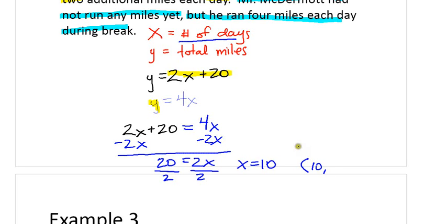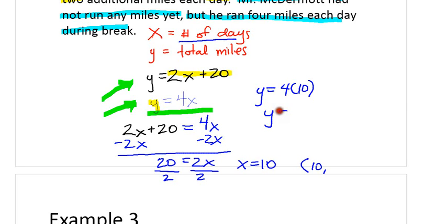This means it'll take them 10 days to run how many miles? So if I know the x coordinate, now I need to go back into one of the original equations. It's one of these equations here, this one, or this one, to find the y value. And which one looks easier to find the y value? This one. So if I know that x is now equal to 10, I'm going to say y is equal to 4 times 10, and so y is equal to 40.